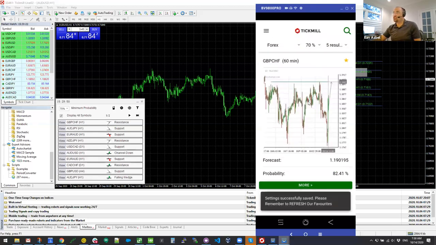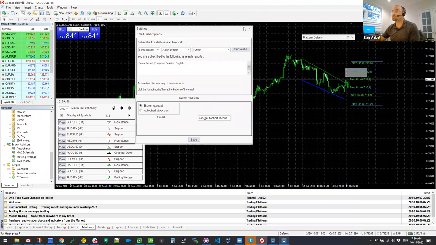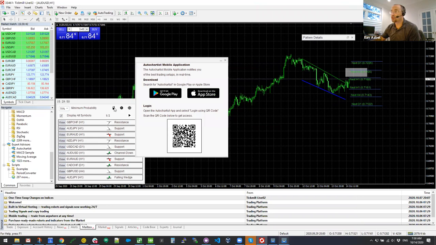If you are not on your Meta the whole day, but you still want to be alerted to good trade setups, it's quite interesting to download and install the Autochartist mobile application. And again, how to do that? Oops, I clicked on the wrong button. Click on the little world icon. Not the world icon, the cell phone icon. It'll tell you to search Autochartist in Google Play or the App Store. Do that, and then log in using the QR code.